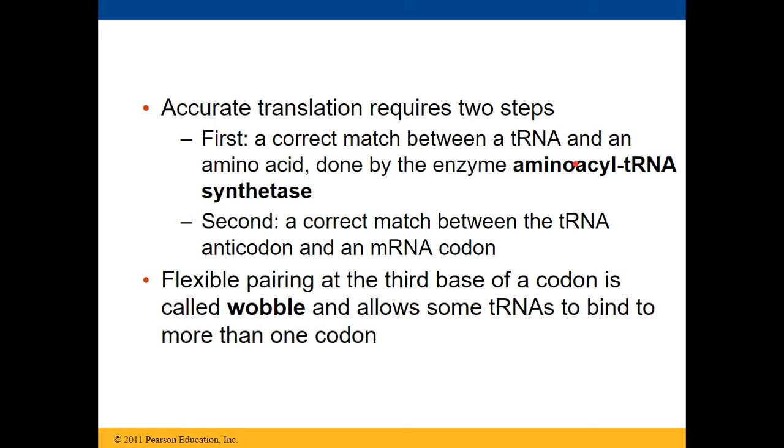So there are 2 different steps that lead to accurate translation. First is the correct match between the transfer RNA and an amino acid. So first you have to get the correct amino acid to the transfer RNA anticodon. Second is a match between the transfer RNA anticodon and the codon in messenger RNA. Flexible pairing at the 3rd bases of codons is called a wobble, and it allows for some transfer RNAs to bind to more than one codon.